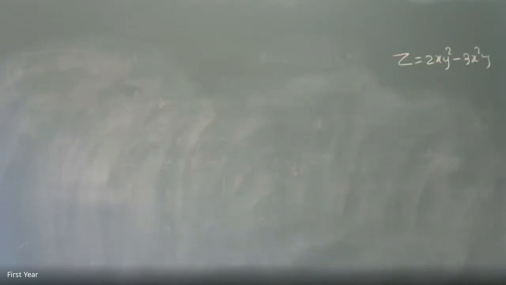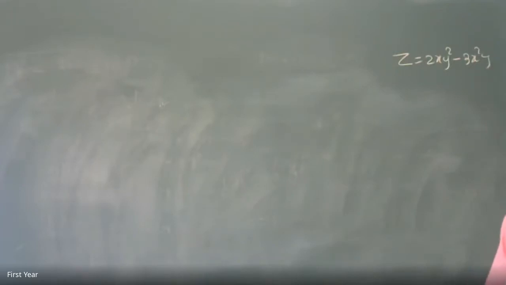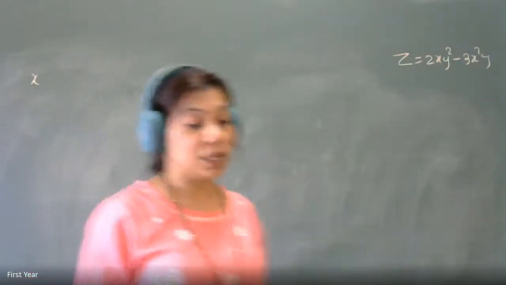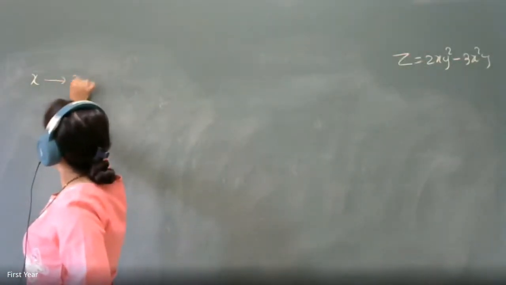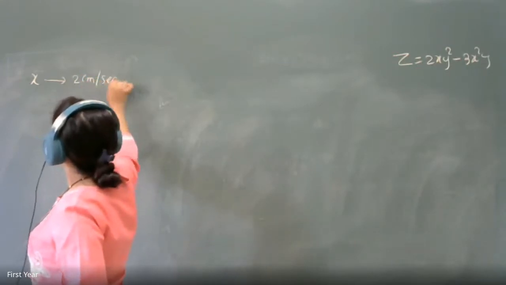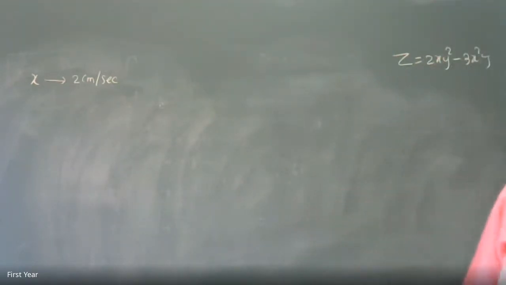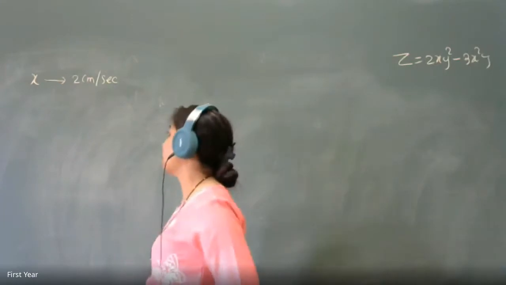First of all, try to read the question once again and tell me, ma'am, whether you have understood. I'll repeat the question. Z is equal to 2xy square minus 3x square y. X is increasing at the rate 2 centimeter per second as it passes through 3 centimeter.